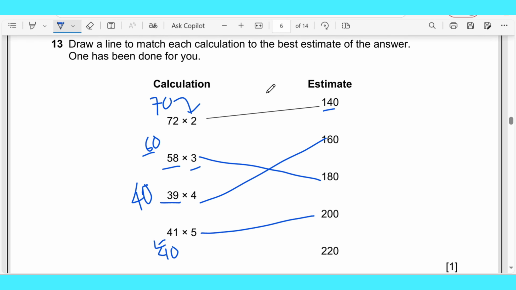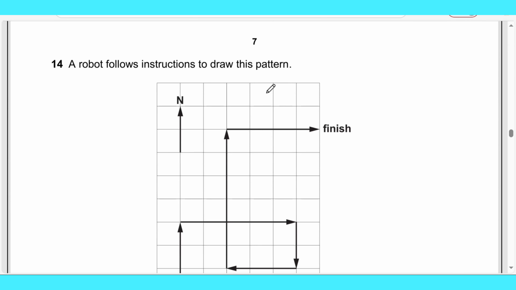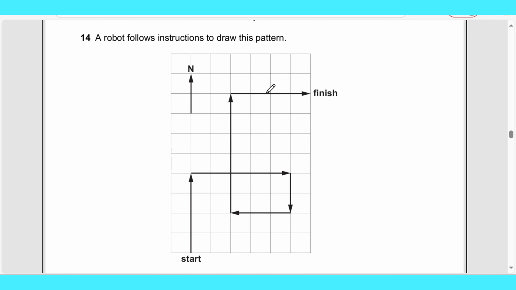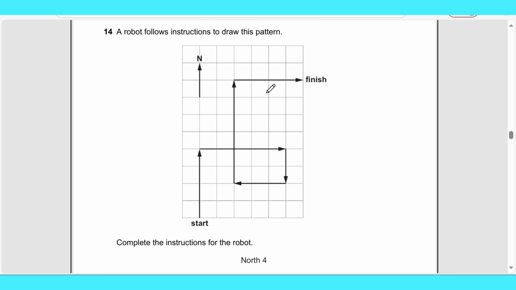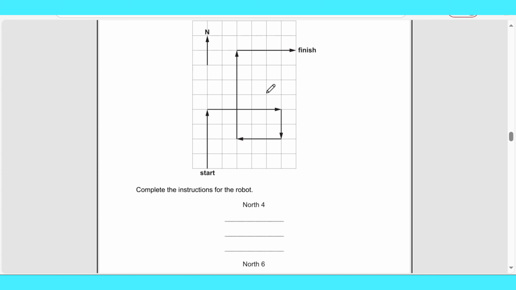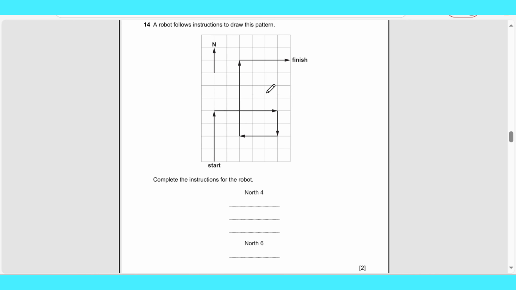Let's move on. So next is number 14. A robot follows instructions to draw this pattern. North, finish, and this is the start here. Complete the instruction for the robot: north 4, and it's 1 2 3 4, and 1 2 3 4 5 up to the finish.